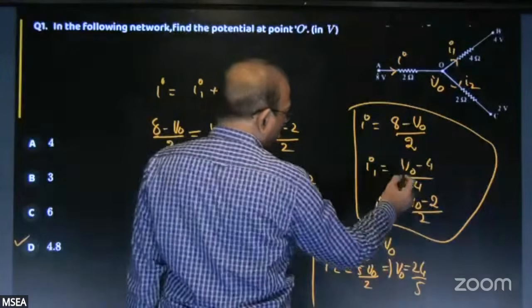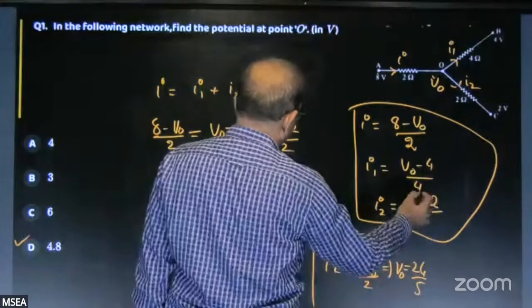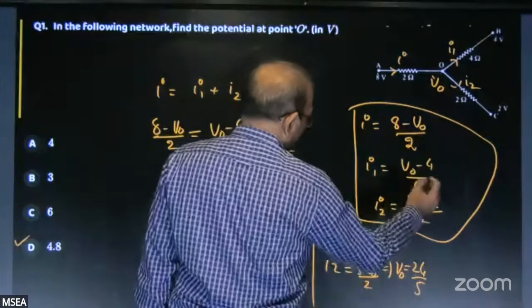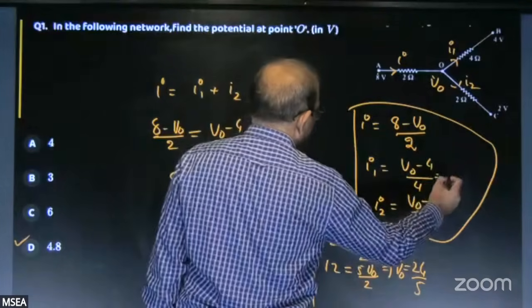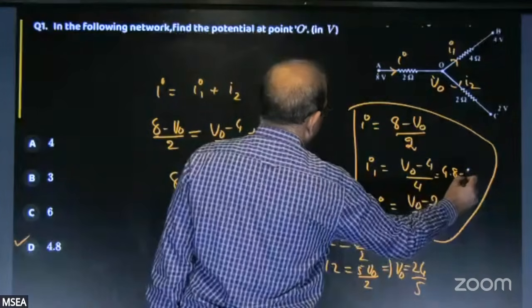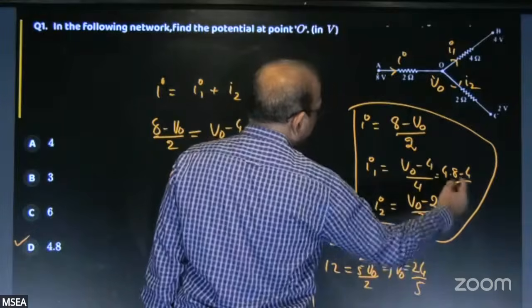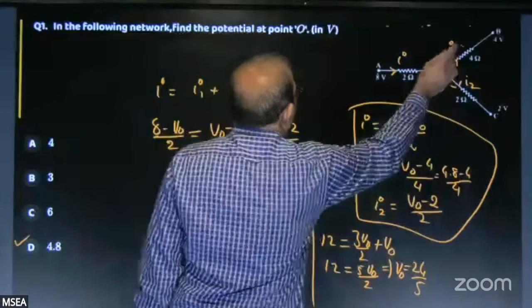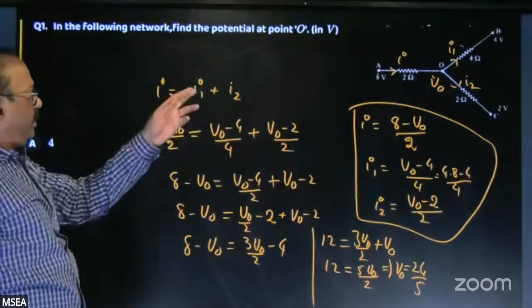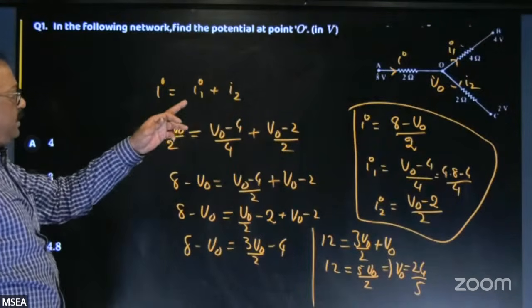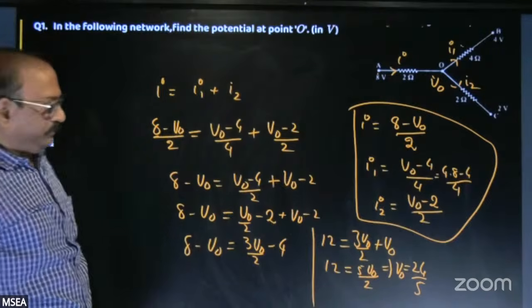V naught 4.8 minus 8 by 4. 0.8 by 4, 0.2 ampere you will get. 4.8 minus 4 by 4, 0.2 ampere current flowing in this. Like that, you can find even current in any one branch in this. Okay?